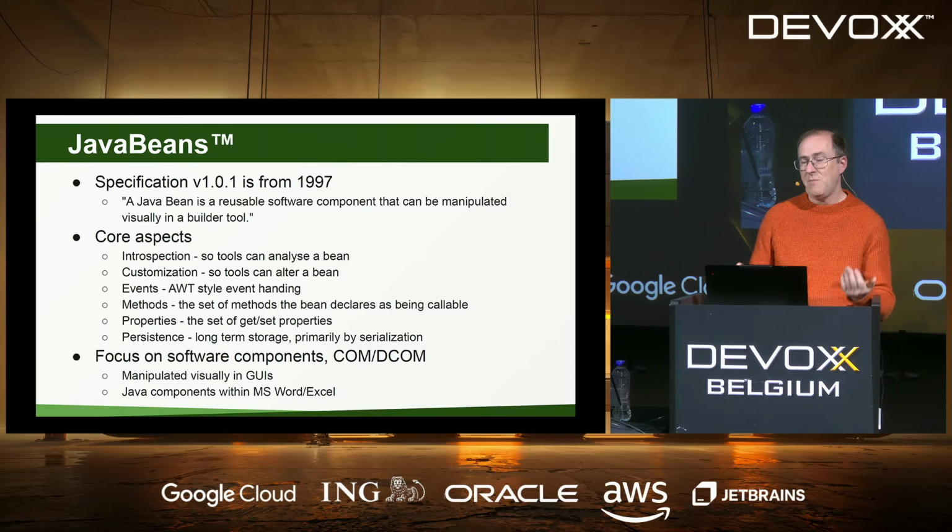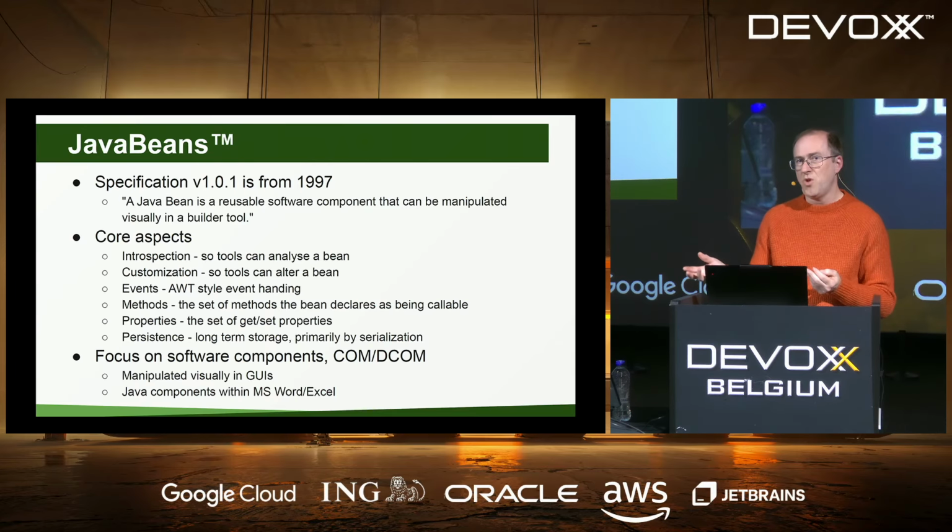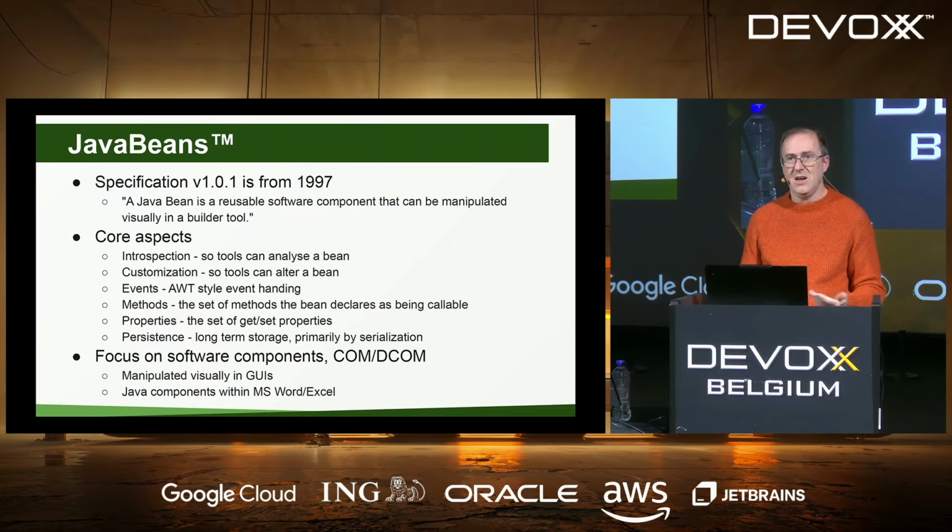You can examine it, introspect it, you can alter it, customize it, you can get events from it. And then there are methods and properties which aren't the same thing. So properties are your name and your address and the things that are actually the properties, but you can also have methods, so things that aren't properties are methods. And you can store it, which is serialization. So if you ever heard of OLE or DCOM, these were Windows standards back in the day, and it's all about GUIs. Imagine running a Java component within Microsoft Word or Excel.